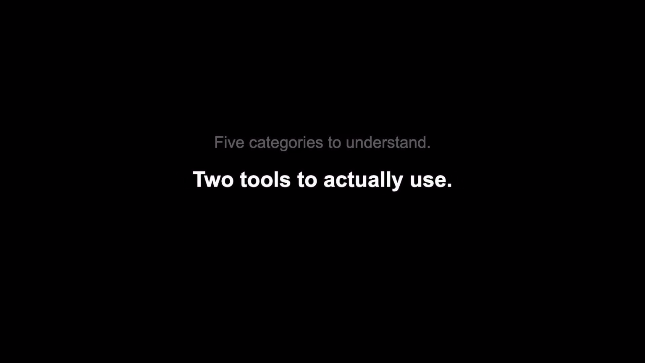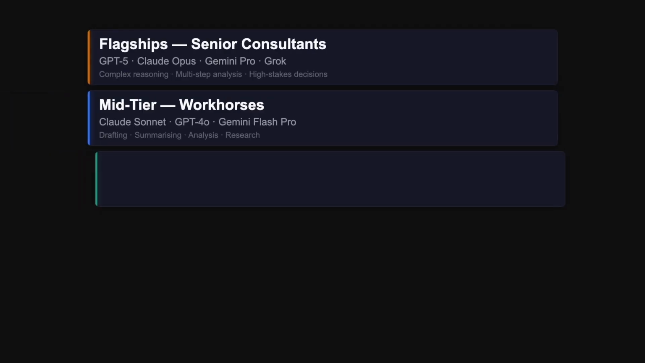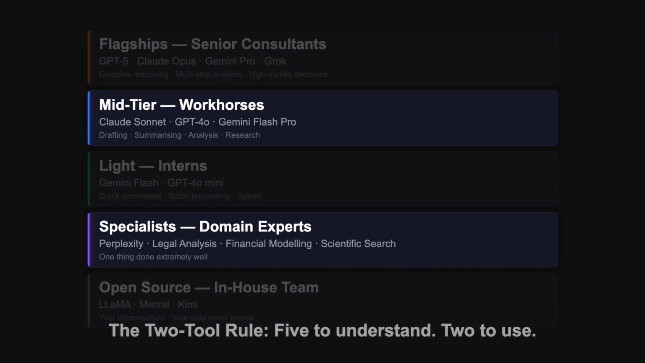So here's the principle. Very simple. I call it the 2-tool rule. 5 categories to understand: flagship, mid-tier, light, specialist, and open source. That's your mental model. But only 2 tools to actually pay for. Coming back to the operations director, she cancelled 3 subscriptions that evening. She kept 1 model for mid-tier daily work and added a specialist research tool for competitive intelligence.